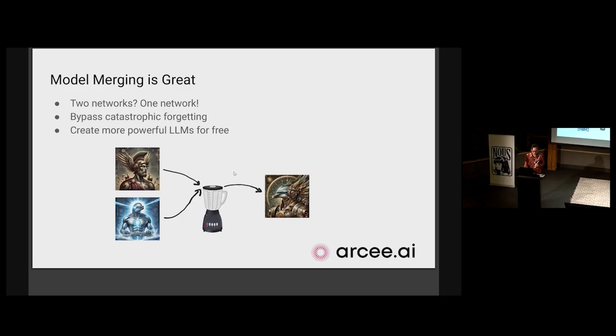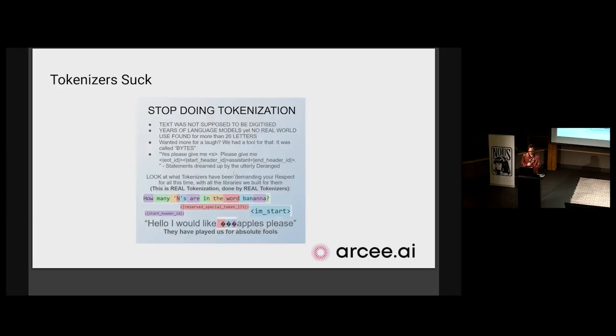So model merging is a great thing. I'm a big fan of model merging. I'm not going to go too much into the details of the what or the why, but you take two or more language models, throw them in a blender, get out a language model that has the strengths and abilities of all of the things that you put in there. It's also a great sidestep to the problem of catastrophic forgetting, and in general, it's a great way for the open source community to pick and choose things that have been released and blend them together into the perfect thing for their use case. Unfortunately, as we all know, tokenizers suck.